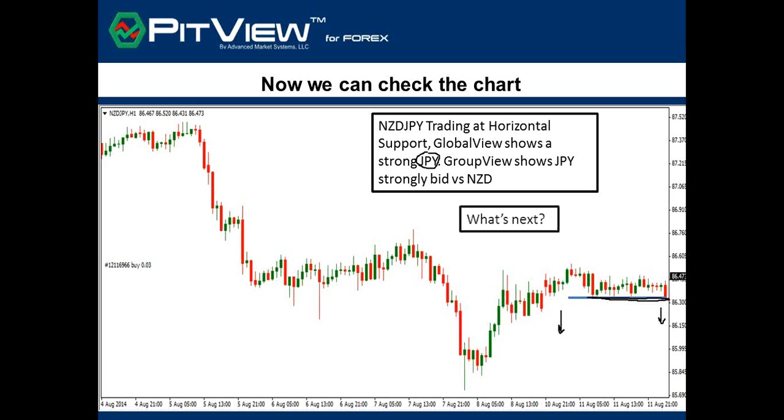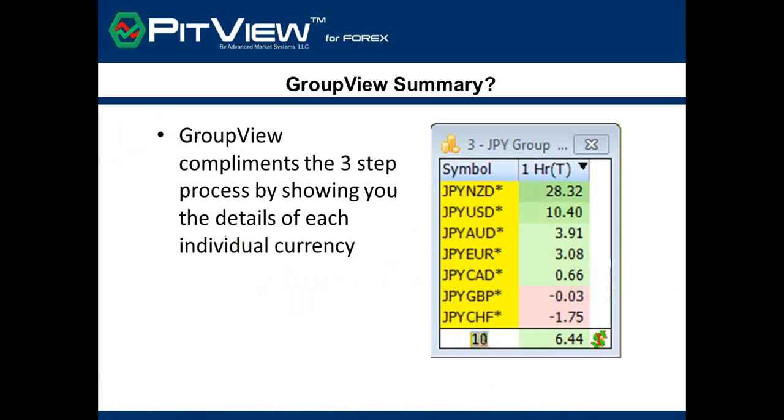So the next step here, as far as what's next, is I'd probably want to take a closer look at New Zealand yen as far as looking at the market maker, the individual market maker activity. We've already gone through the first two steps. So the group view summary being that it complements the three-step process. It shows you the details of each individual currency. It's not very hard. Everything's just a click away. And remember that all of this is based on buy and sell activity from the individual liquidity providers inside the bid and inside the ask price.